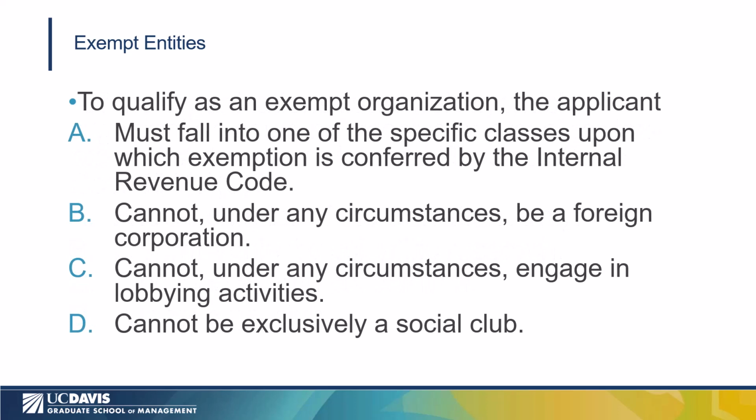To qualify as an exempt organization, the applicant must fall into one of the specific classes upon which exemption is conferred by the IRC. It can be a foreign corporation under certain circumstances. It can engage in lobbying activities. We know that, right? It just needs to file. And it can be exclusively a social club. There is a whole separate 501(c) subsection set aside for social clubs.